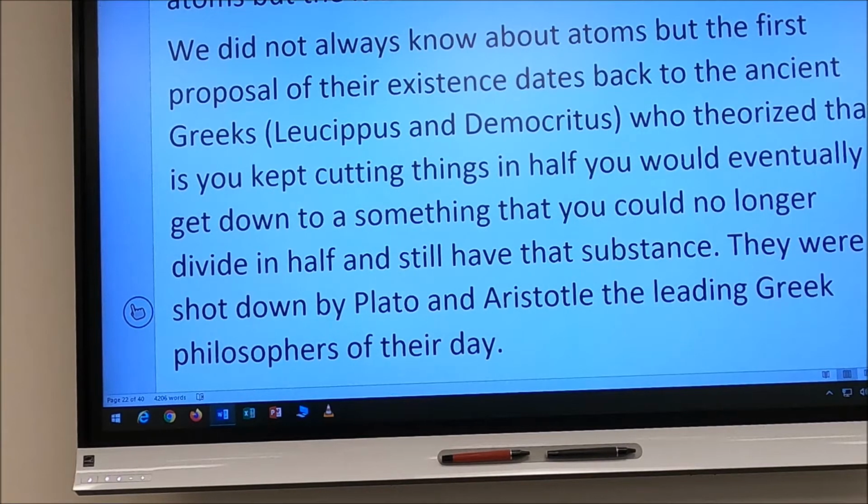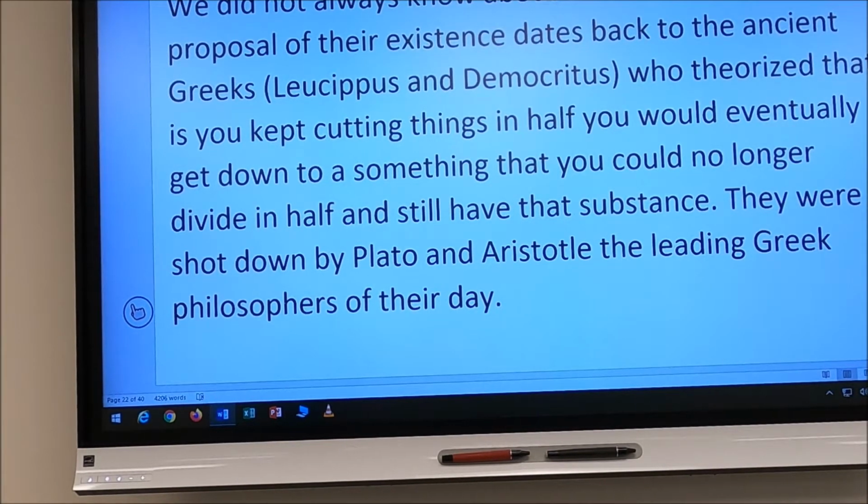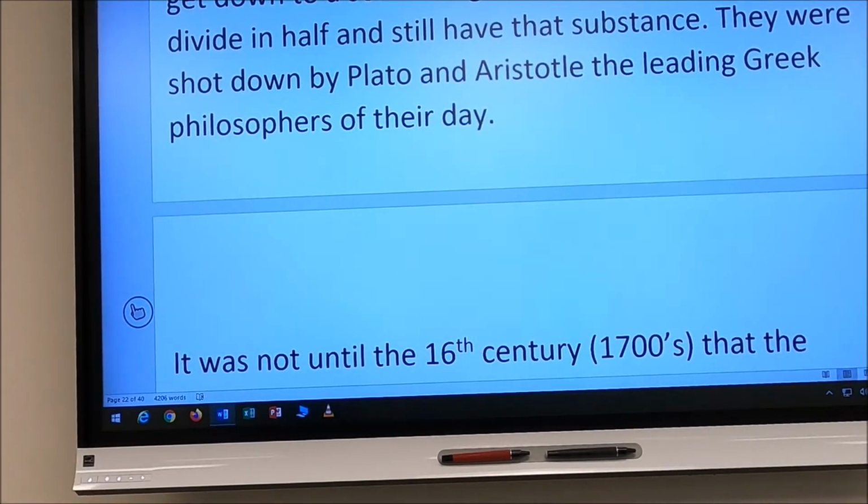Now, this was opposed to the ideas of Plato and Aristotle, who thought that there were only really four things that stuff was made out of: air, dirt, fire, and water, cosmic ether. And if you combined them in the right ratios, you could make anything, and they thought that, yeah, you could keep dividing gold in half forever. Now, they were the big name guys of their day. They squashed the idea of the atom, and it lay dormant until 1803. Ancient Greeks, 1803. It's a long time.